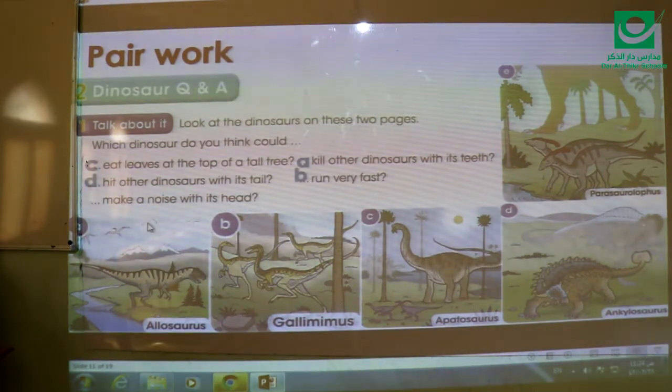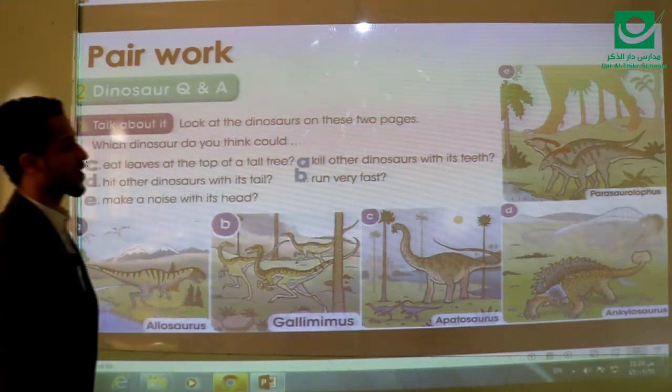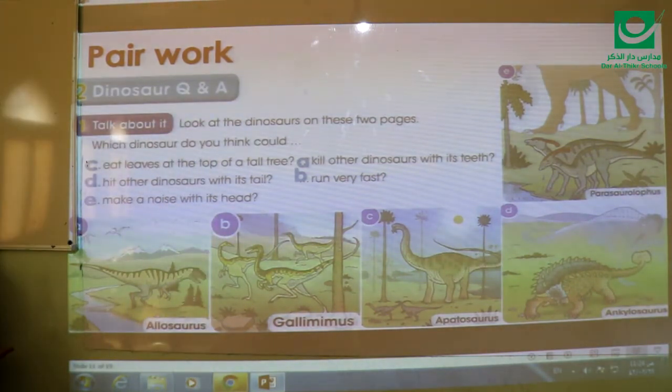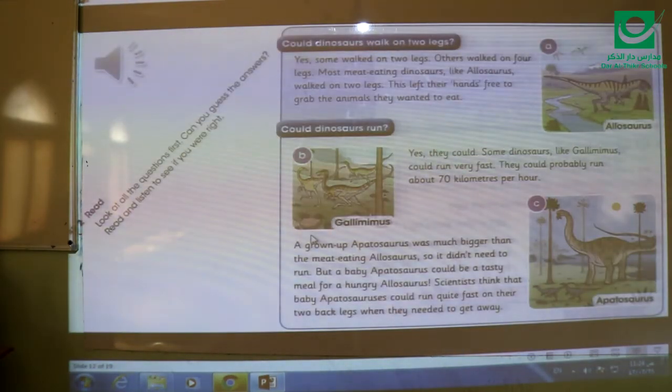The last one, the dinosaur that could make a noise with its head is letter E, and it's called Parasaurolophus. Okay, a long name, Parasaurolophus. So this dinosaur could make noise with its head. So after answering these questions, let's move to this part. In this part, we have 3 kinds of dinosaurs. We will listen about Allosaurus, Gallimimus, and Apatosaurus. So let's listen, and then we will see the answers for these questions. Track 43.